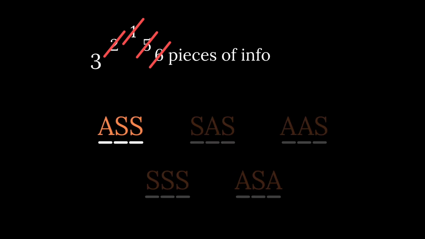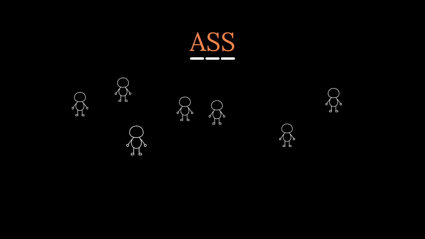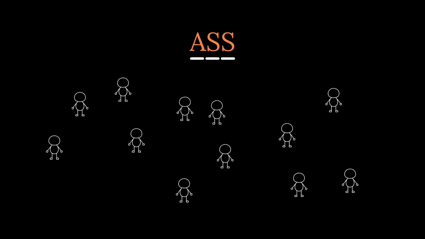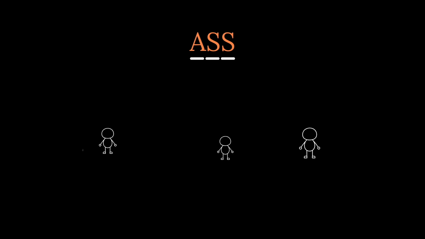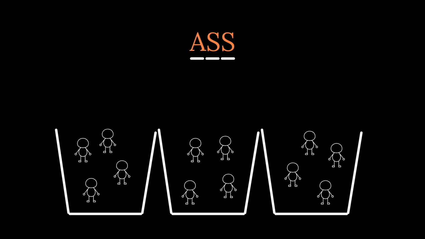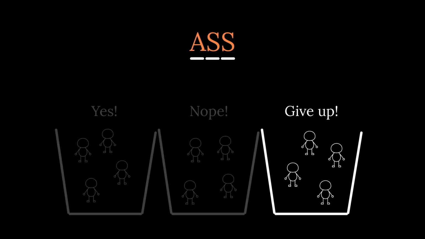Let's tackle ASS next. Interestingly, if you experiment with getting 40 different people to try and create random triangles using ASS naming, you'll likely get 3 different buckets of people. One group claiming, yes, it works. One group saying, no, it definitely doesn't. And the last group just gave up trying to draw triangles at all. How did this even happen? Why would some give up on trying to draw a triangle?